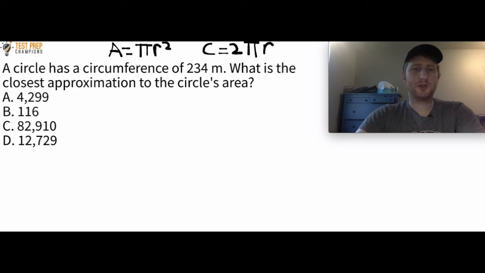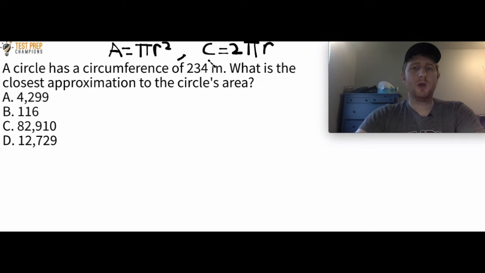A circle has a circumference of 234 meters. What is the closest approximation to the circle's area? Is it A, B, C, or D? So I've given you two formulas here, so you can read my handwriting: area equals pi r squared, and circumference equals 2 pi r. So let's have you pause the video and give this one your best shot. This is kind of tricky, so don't worry if you don't get it right, and we'll go over how to do it.